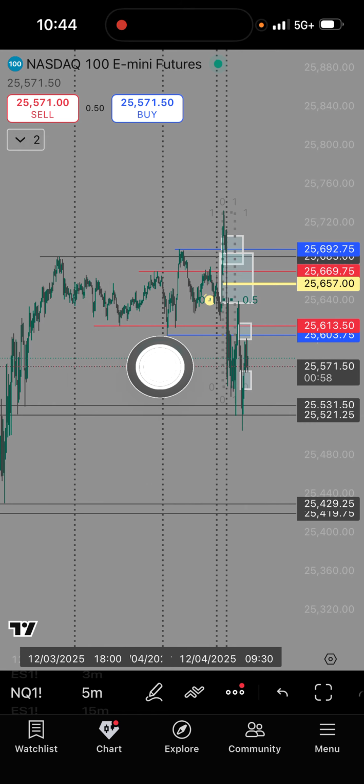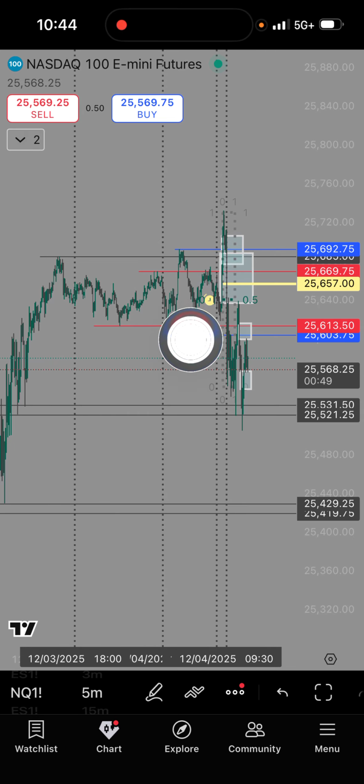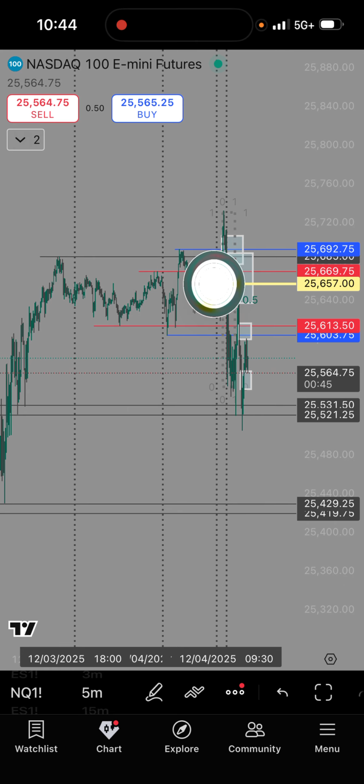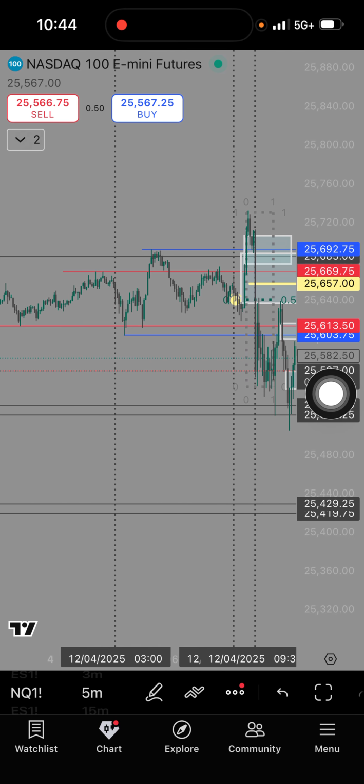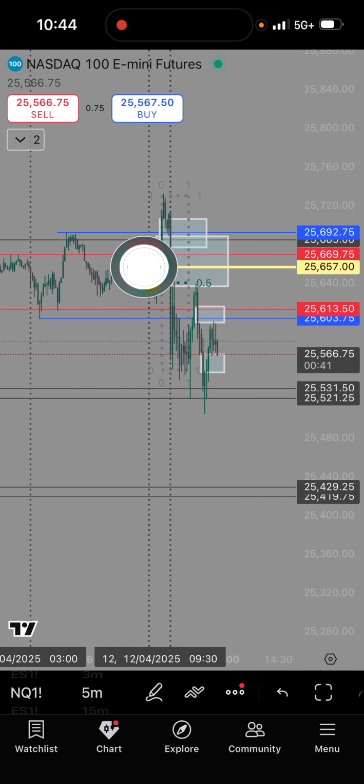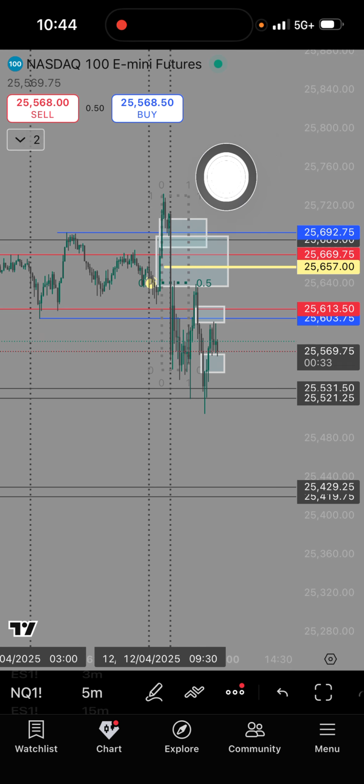So looking at the big picture here, Asian session does what it does. It didn't take out previous day highs. London session took out Asian highs and previous day highs and reversed. And now pre-market does the same thing and takes out Asian session high, previous day high, and London high. And I'm like, okay, cool.